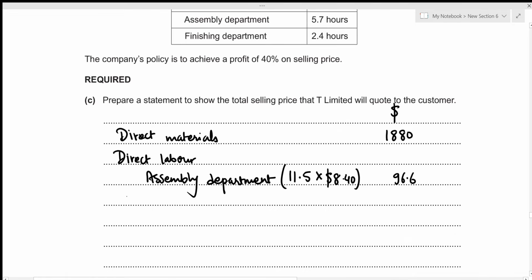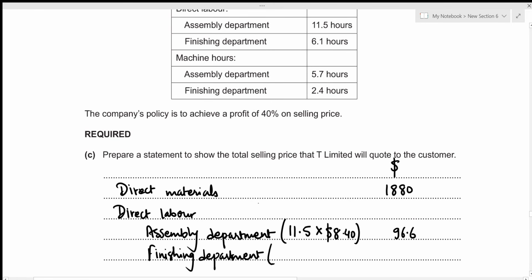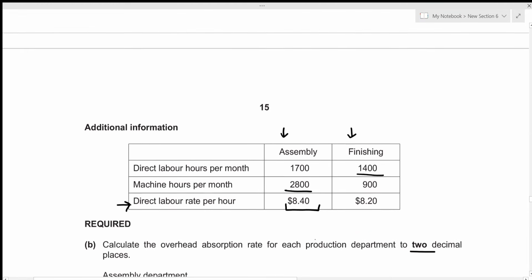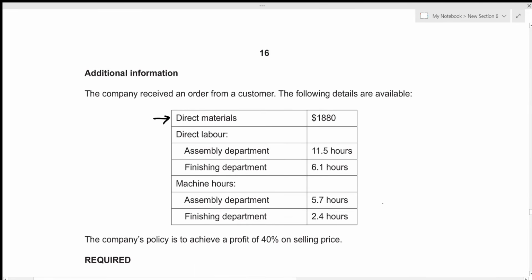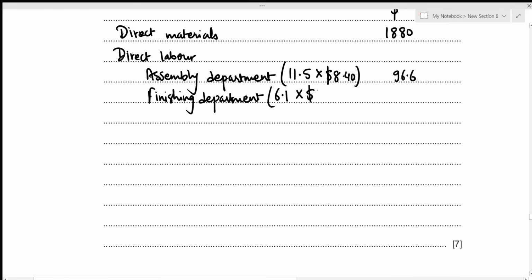Now we repeat the same process for finishing department. For finishing department, the given direct labor hour is 6.1, and we will just multiply it with the direct labor hour rate given above. Let's have a look. So it was given at 8.20, so we will just multiply the total hours of 6.1 with this rate of 8.20. Let's do that. This gives the direct labor cost for finishing department to be 50.02.